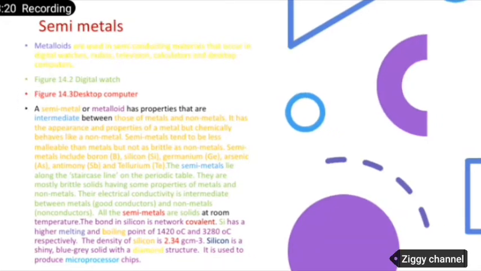The bond in silicon is network covalent. Si has a high melting and boiling point of 1420 °C and 3280 °C respectively. The density of silicon is 2.34 g/cm3. Silicon is a shiny, blue-gray solid with a diamond structure. It is used to produce microprocessor chips.